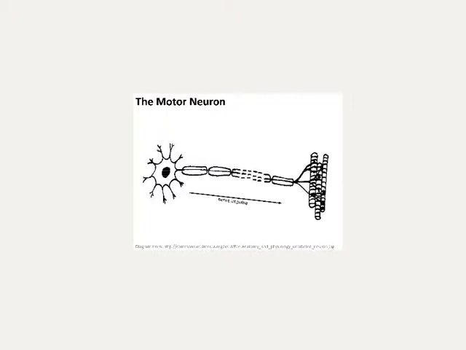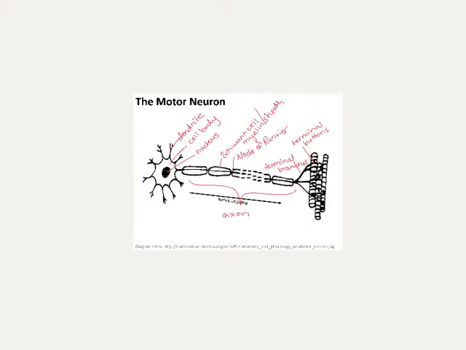So here's a much more simplified drawing. If you want to go ahead and hit pause now, you should be able to label each of the areas. So here everything is labeled for you. Again, our cell body, the axon, terminal end.